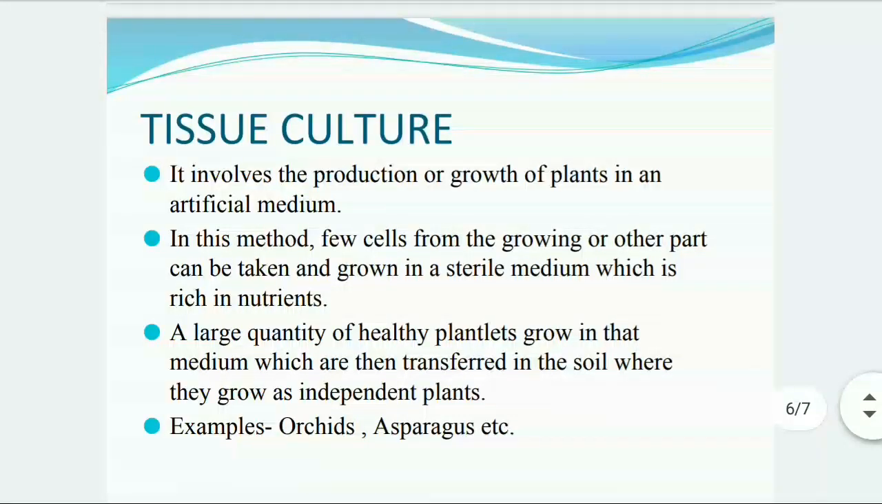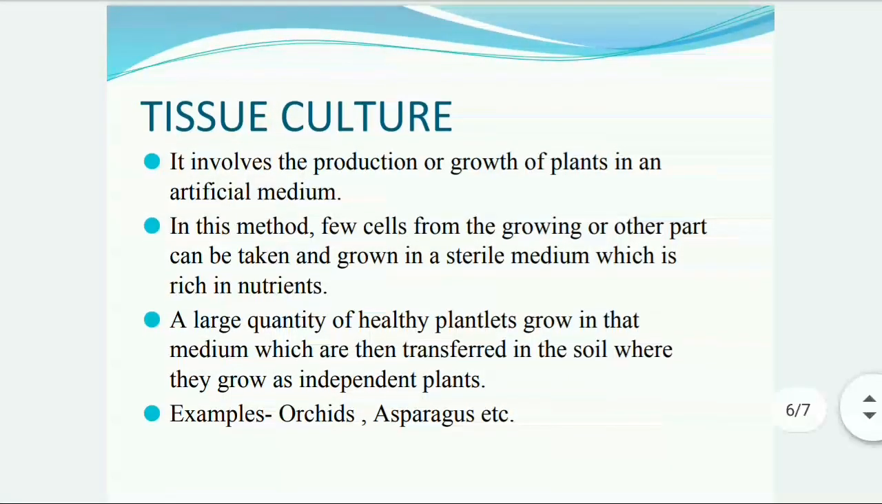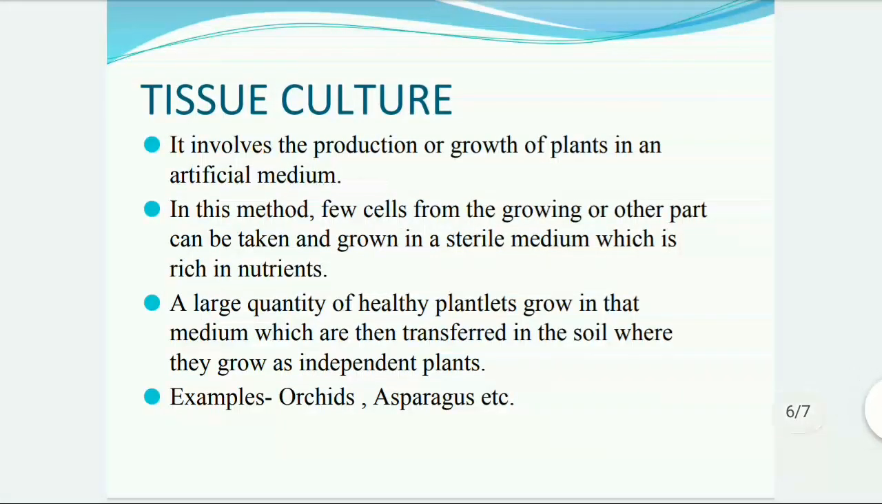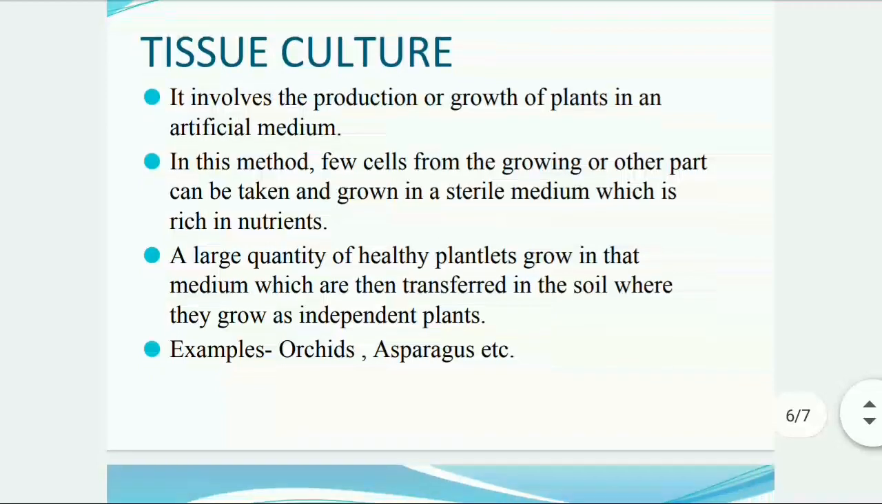Next, it is tissue culture. Now what is tissue culture? It is a method of producing plants in an artificial medium. What happens in this case? A few cells from the growing or other part of the plant can be taken, and then they are kept in a sterile medium which is rich in nutrients. Means all the nutrients which are required for the growth of the plant are added into it, or the medium is selected in such a way that it contains all the nutrients inside it.